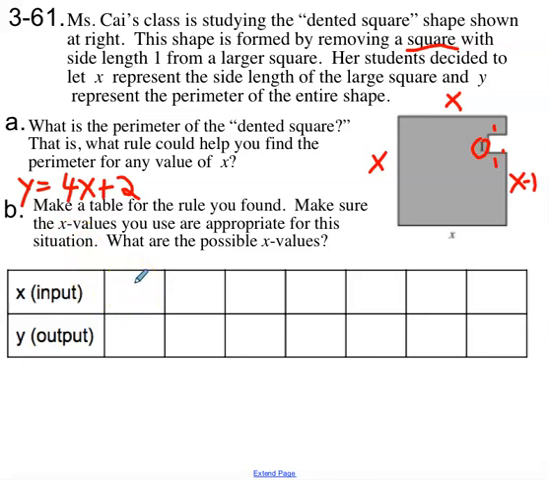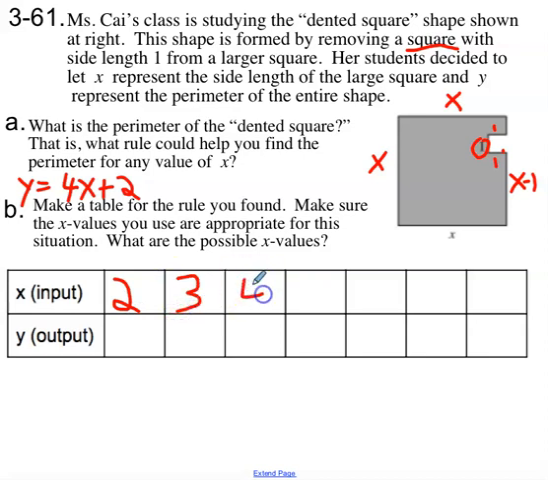Can we have a 0? No, because if this was 0, how do you get a square if the side length is 0? Now, here's the trickier part. Can you have a 1? Well, if this is 1, how can this side be 1? So we really can't have a 1. It's got to be greater than 1. So I'm going to just start with a 2. And I'm going to write a 3 here. And I'm going to write a 4.